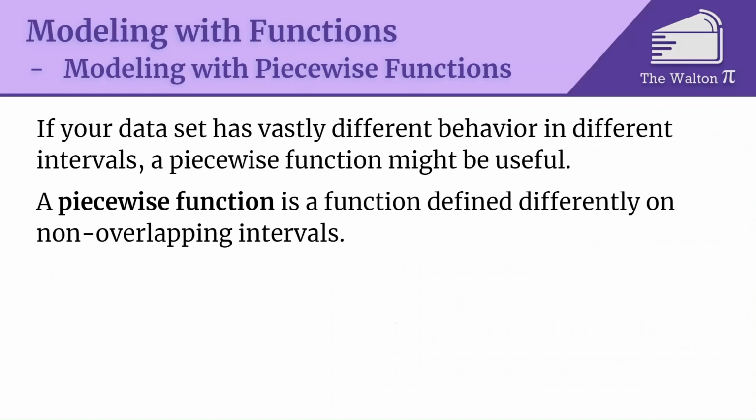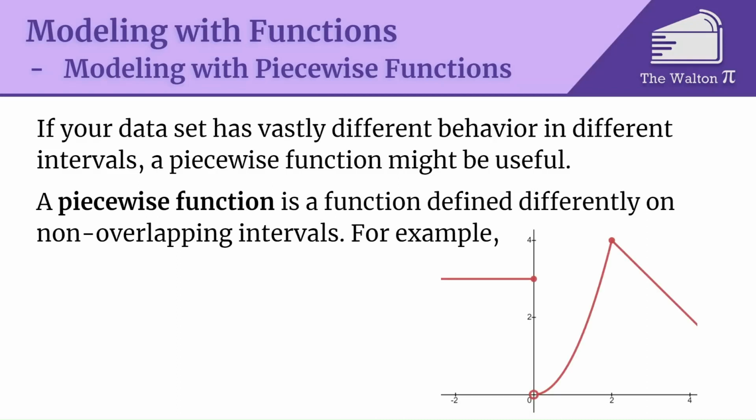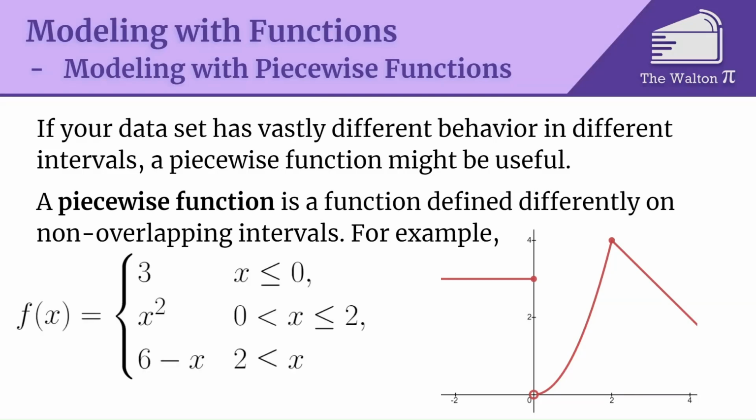If your data set has vastly different behavior in different intervals, then you're probably going to need to use a piecewise function to model the behavior. Now remember, a piecewise function is a function defined differently on non-overlapping intervals. For example, if this is the graph of our function, the piecewise function is this. F of x is 3 when x is less than or equal to 0, x squared when x is between 0 and 2, and 6 minus x when 2 is less than x.